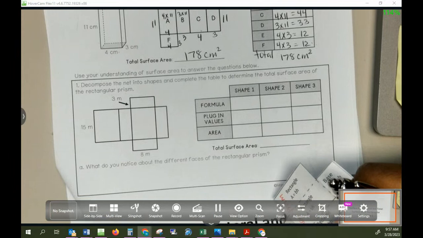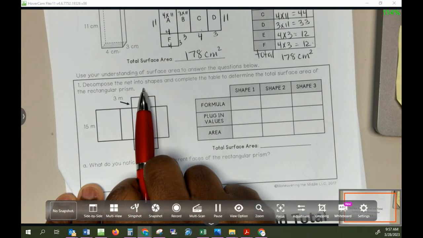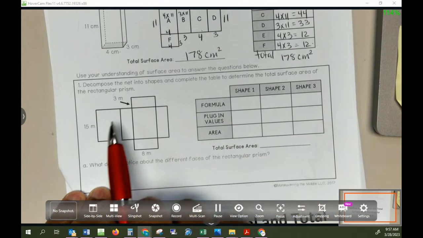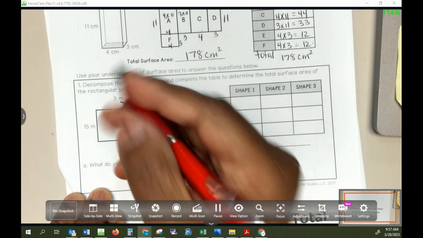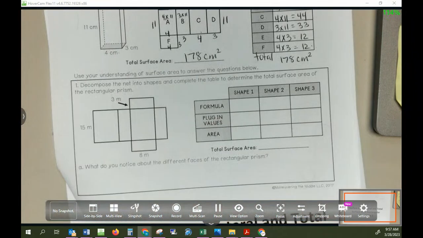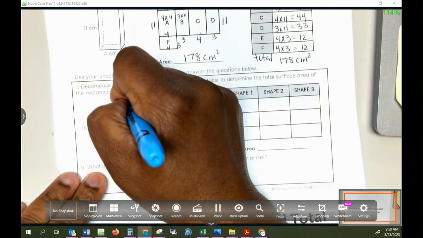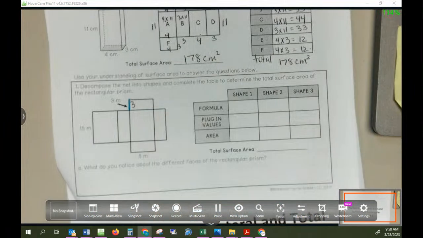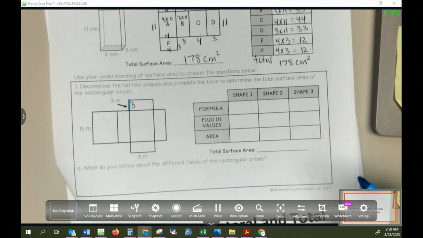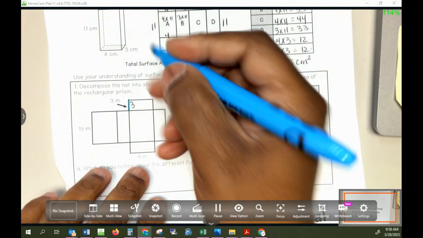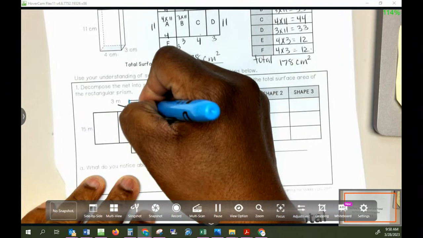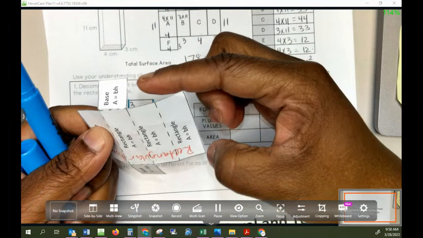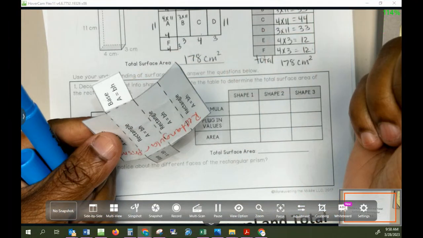Let's go to the next one here. So here, decompose the net into shapes and complete the table to determine the total surface area. So again, they gave us measurements here. If they tell me, and I'm going to use a highlighter, if they tell me here that this side is 3, what else is going to be 3? The other side. Right? 3 is also going to be here. But what else? Think about your shape. What does this side on your base touch that you know has to be 3?